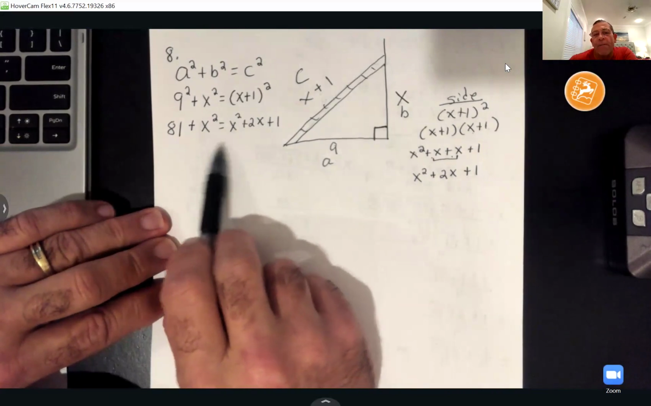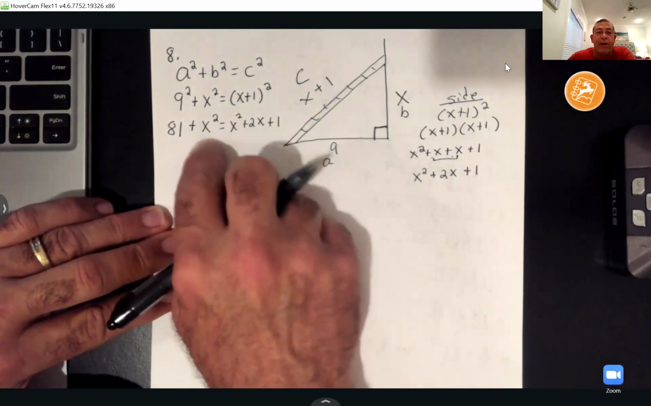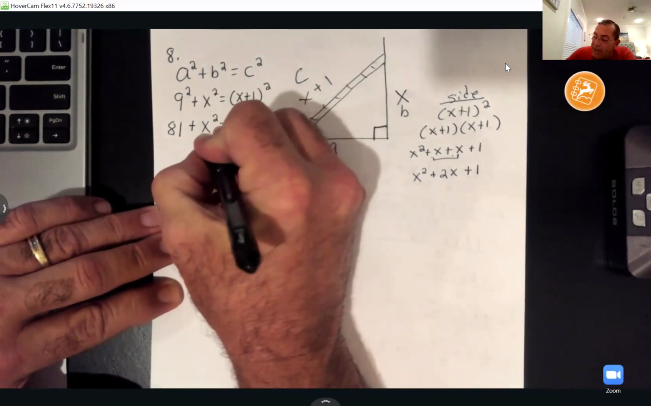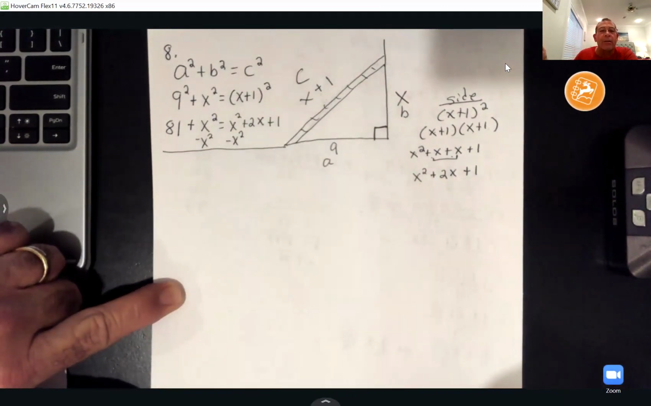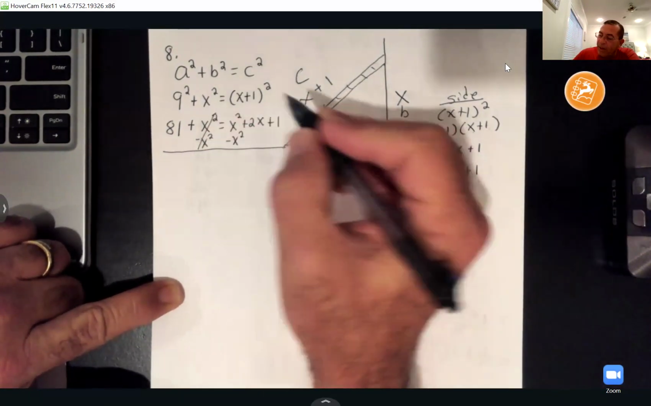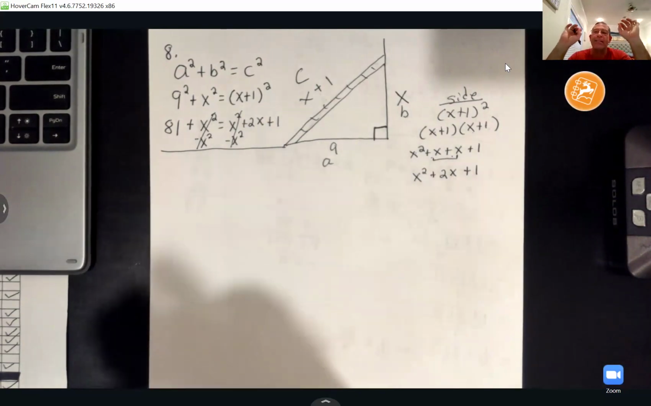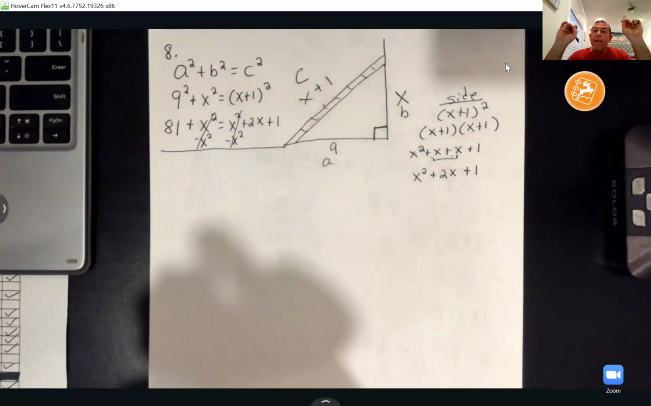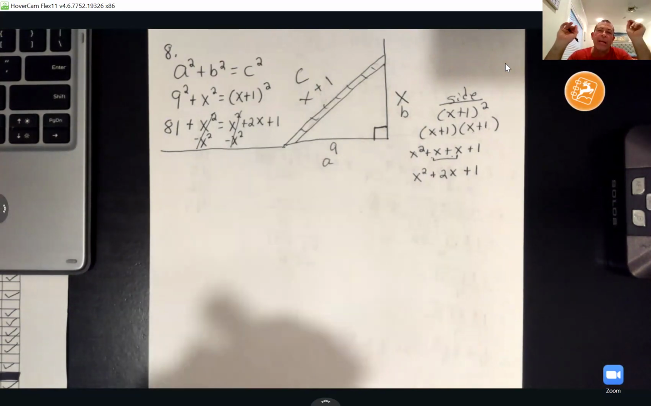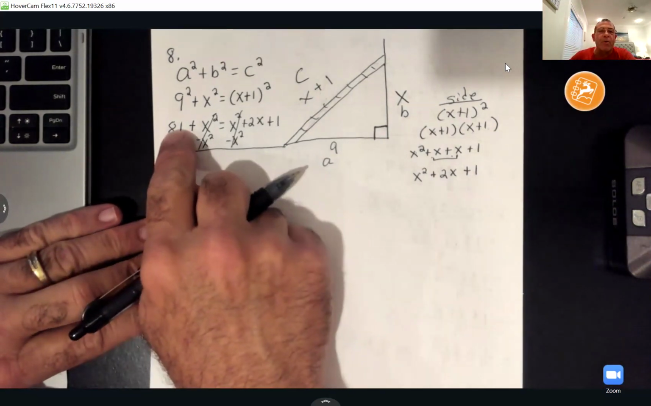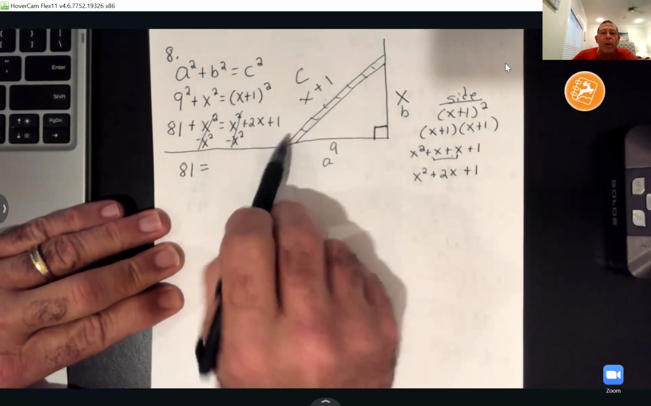Now we start trying to solve for x, but when we try to move these x squareds, and I don't care which one you try to move, when you move them by subtraction, look what's happening to all the x squareds. These x squareds will cancel here, and these x squareds will cancel there. So anytime you've got the same variable on either side of the equals, when you move them, they're always going to cancel. So what's left for us is our 81, and over here, our 2x plus 1.